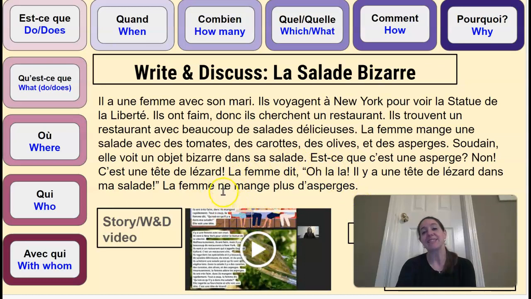When we see ne plus, it means no longer. La femme ne mange plus d'asperges. She no longer eats asparagus, understandably.